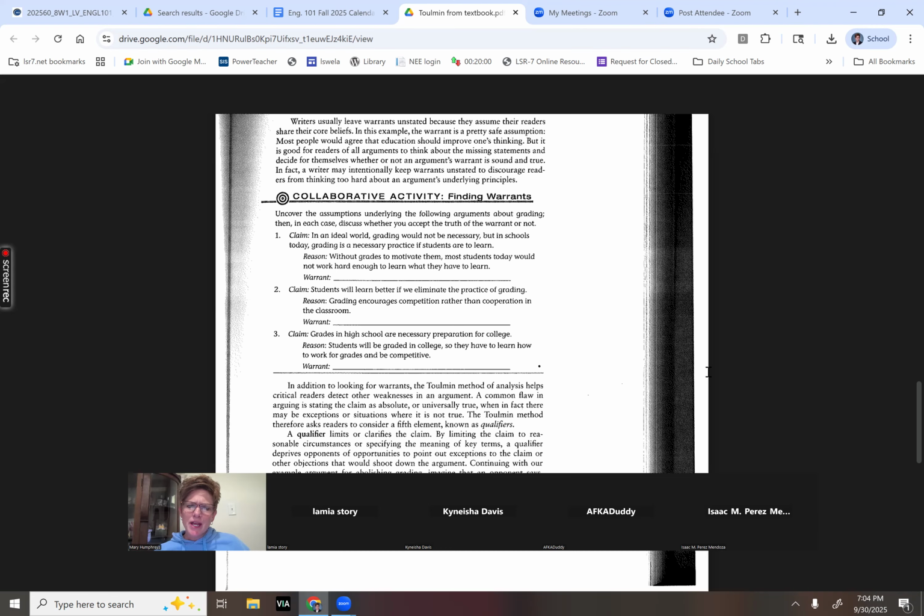Grades in high school are necessary preparation for college. The reason students will be graded in college, so they have to learn how to work for grades and be competitive. Well, we're just all over the place here. What did you put for the warrant on this one? There were a lot of warrants for this one, I think.